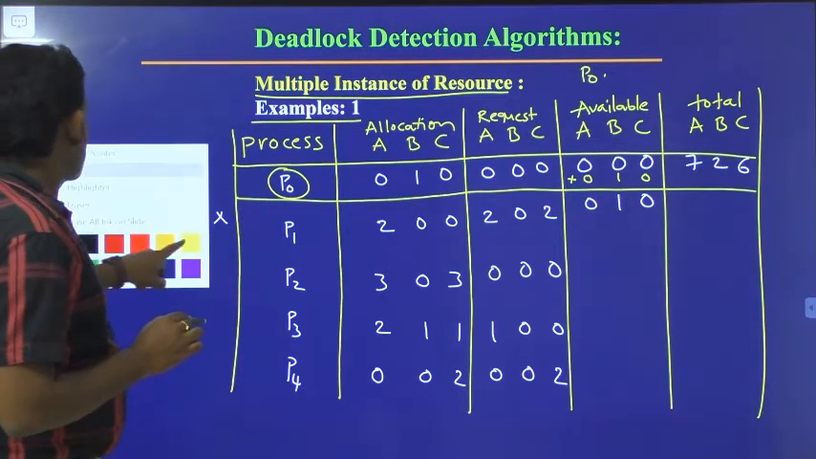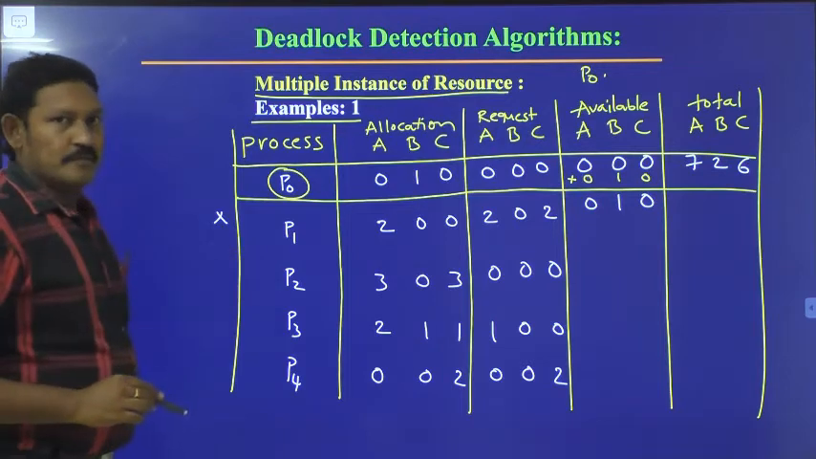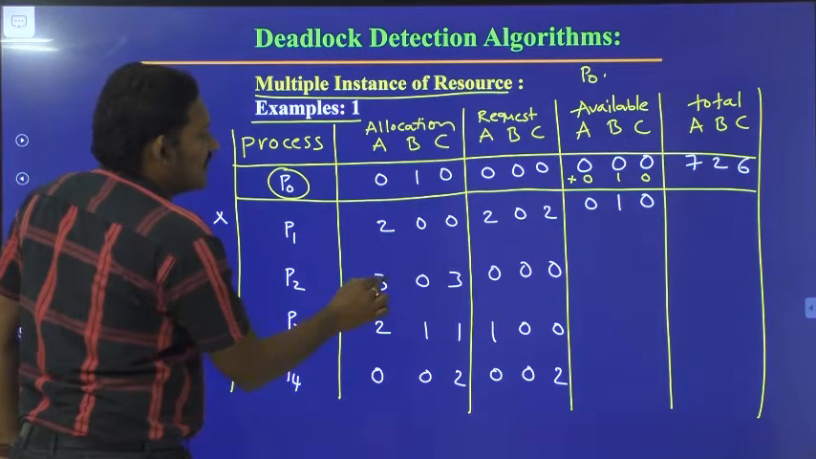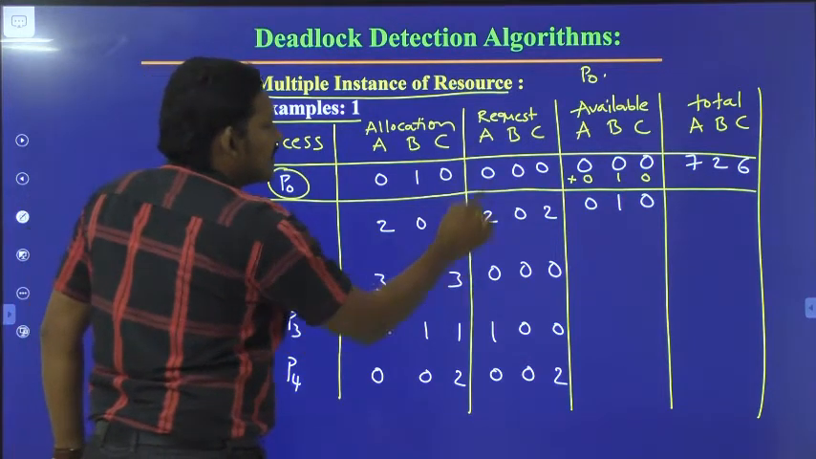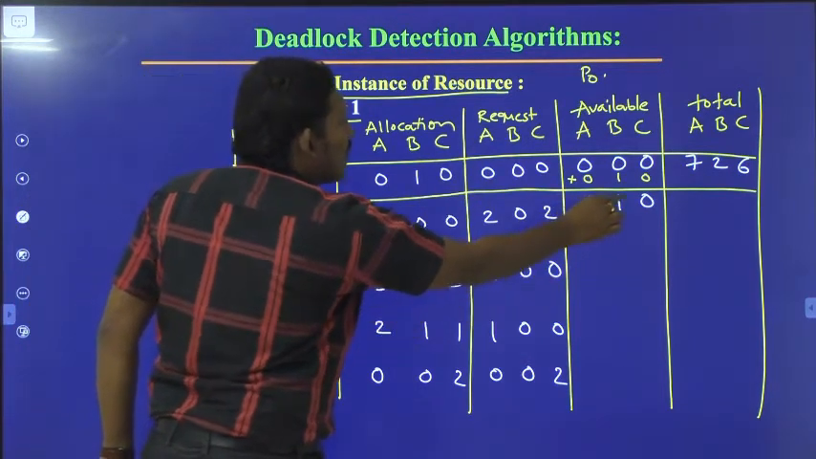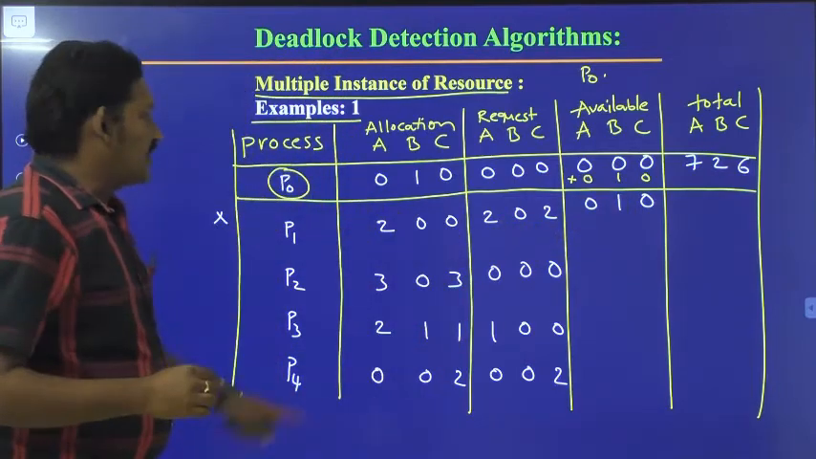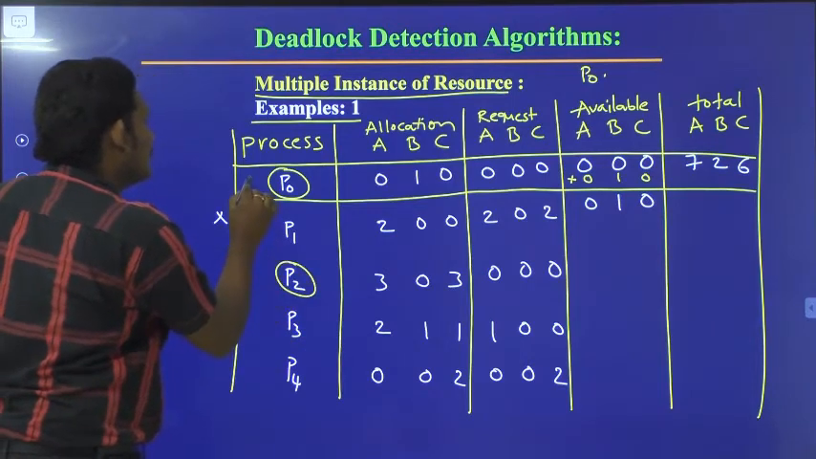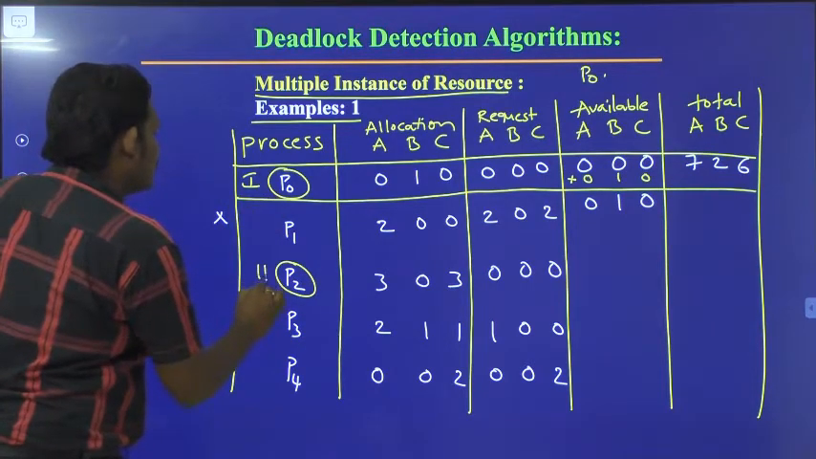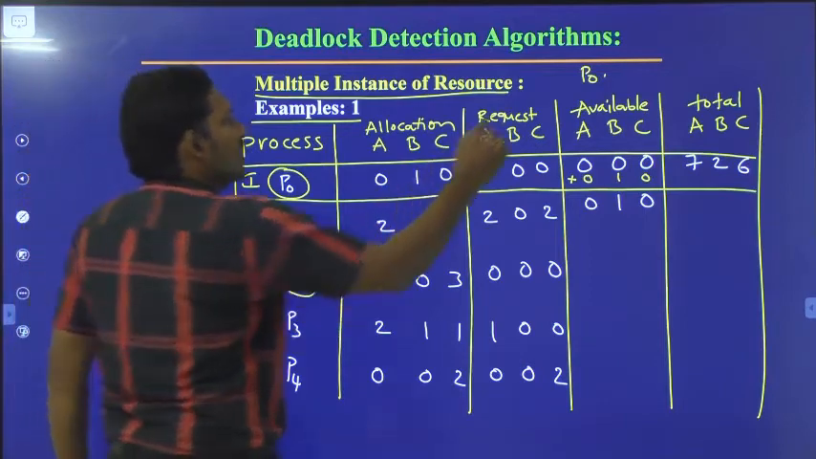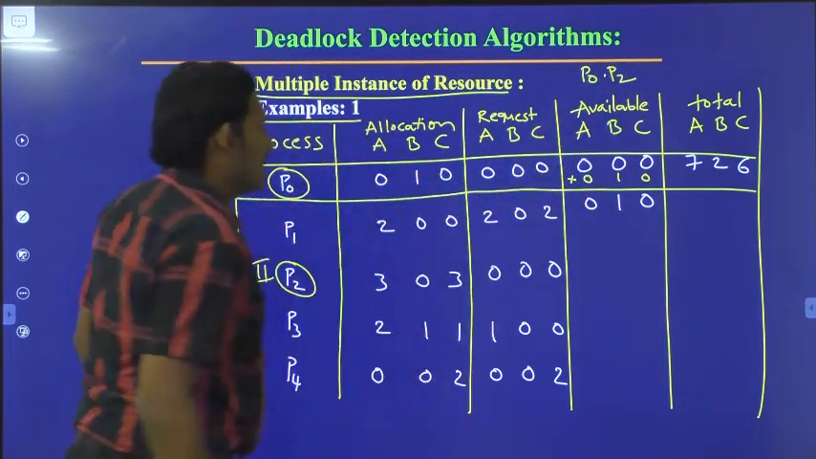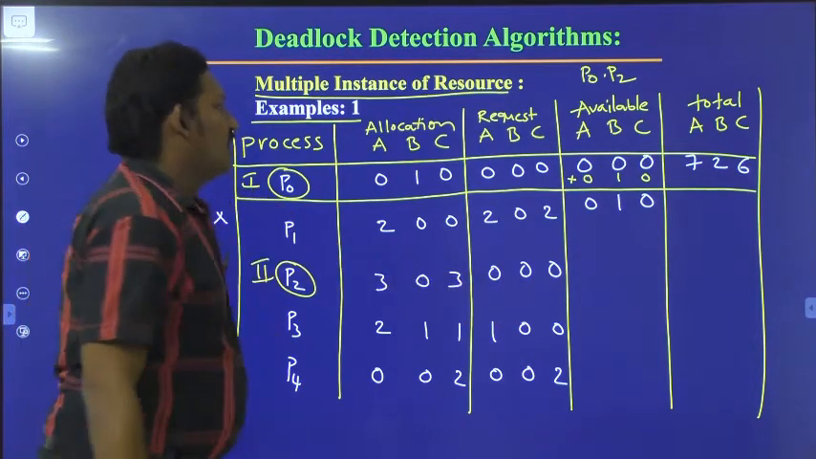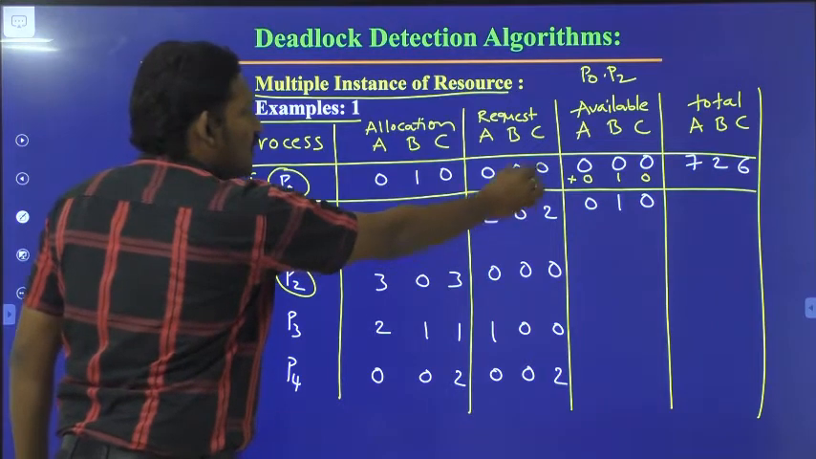So now what do we do? Now we will go for P2. P2 is allocated 3, 0, 3 and it requires 0, 0, 0. Available is 0, 1, 0. So we can execute P2 next: P0 first, P2 second. We can execute P2 because the requirement is satisfied. It requires 0 instances of A, 0 of B, 0 of C, and we have 0, 1, 0 available.